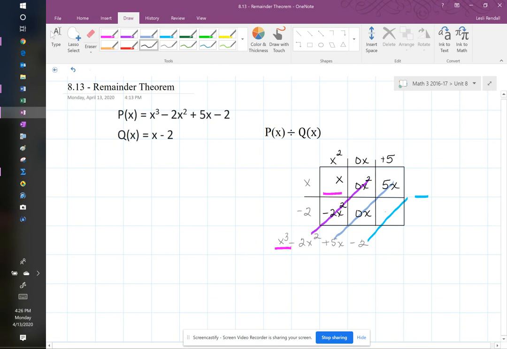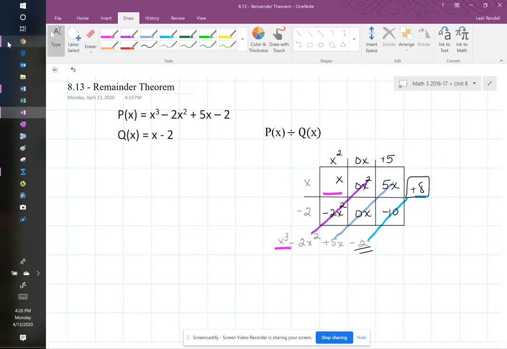And when we look down here, we have negative 10, but we want negative 8. We want negative 2, but we have negative 10. That means our remainder is positive 8. So what I want to do now is show you what that positive 8 represents.